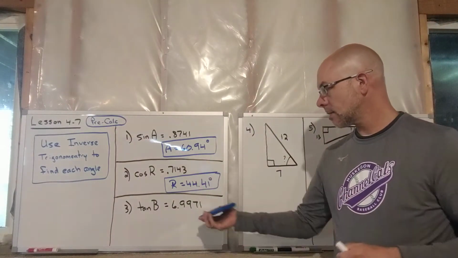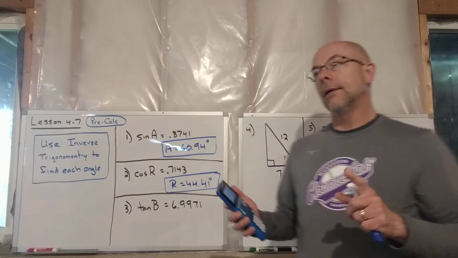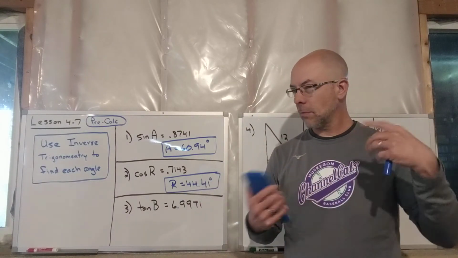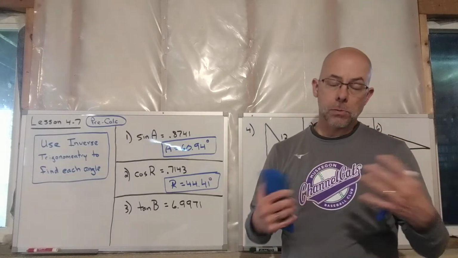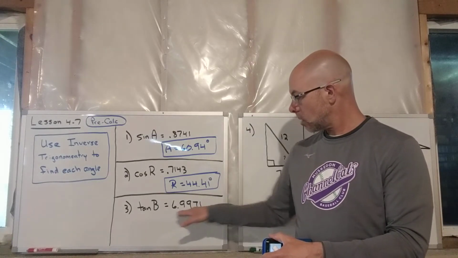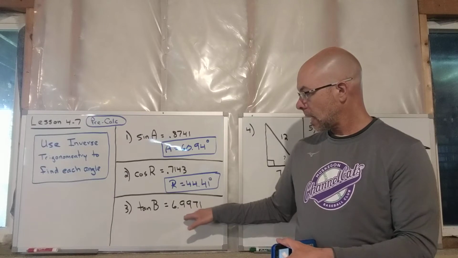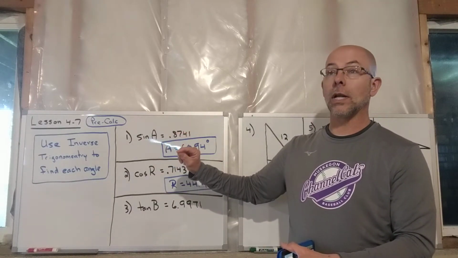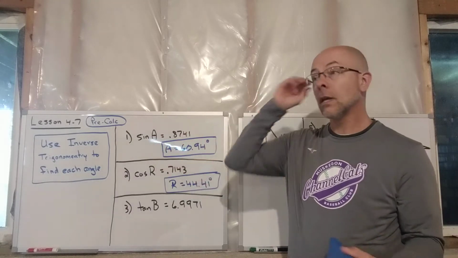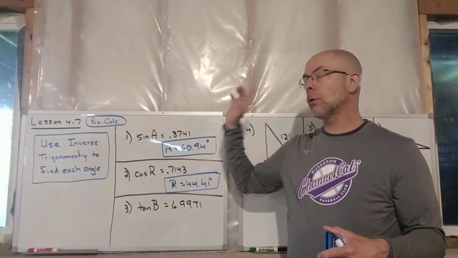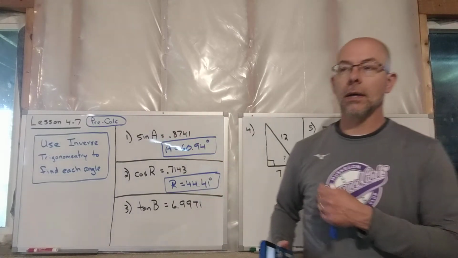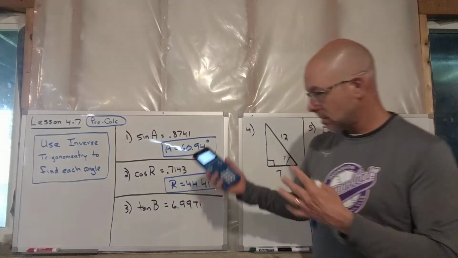And then last but not least, now tangent. See, tangent's opposite divided by adjacent. The opposite can be bigger than the adjacent. The opposite can be smaller than the adjacent. So tangent doesn't have any restrictions on this, where sine and cosine do. Sine and cosine have to be 1 or less, because you're always opposite or adjacent divided by hypotenuse, and hypotenuse is always the longest side. So that's the deal there.